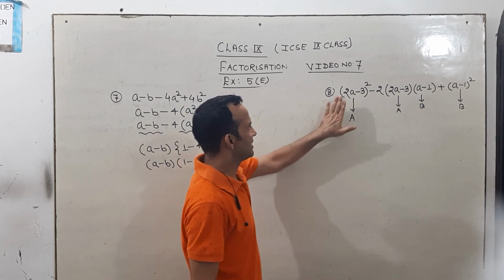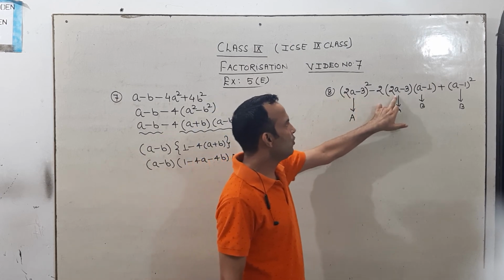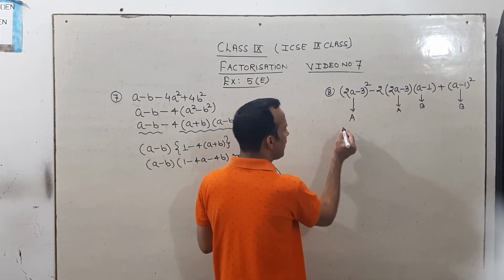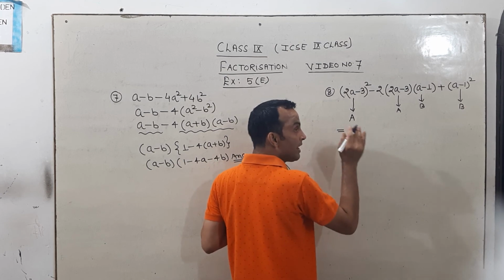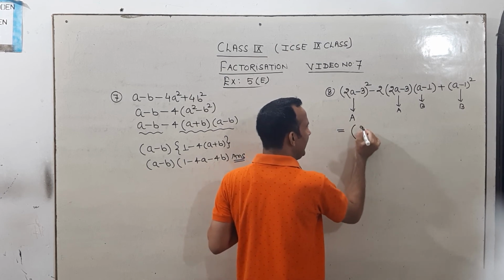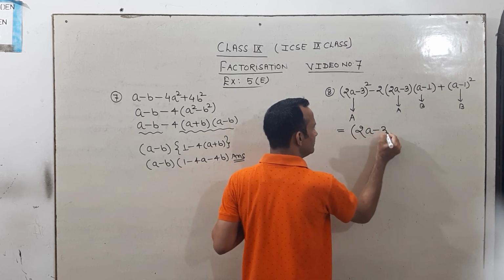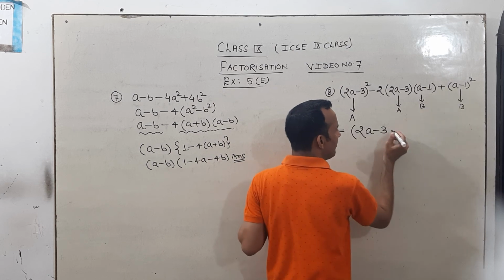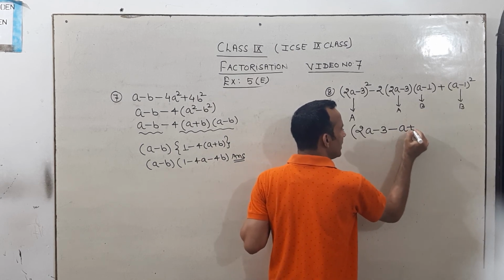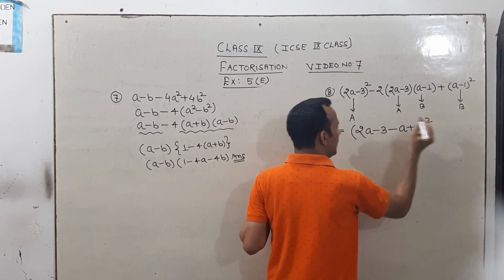See once again, this is a square minus 2ab plus b square. So this is what? This we can write as a minus b whole square. So what is a? This is a. Minus b. b is what? a minus 1. Minus b. So minus a plus 1 whole square.